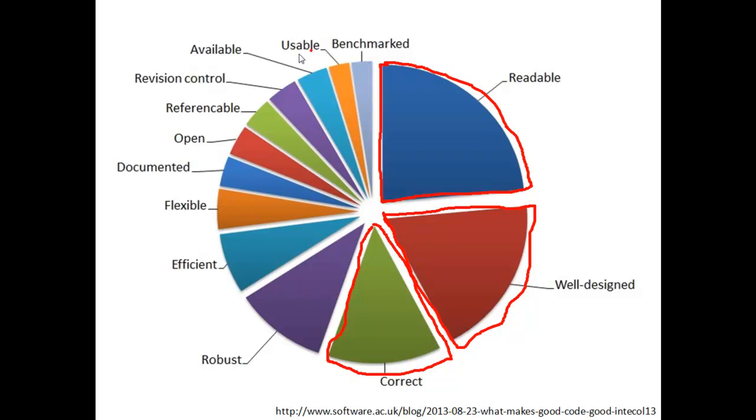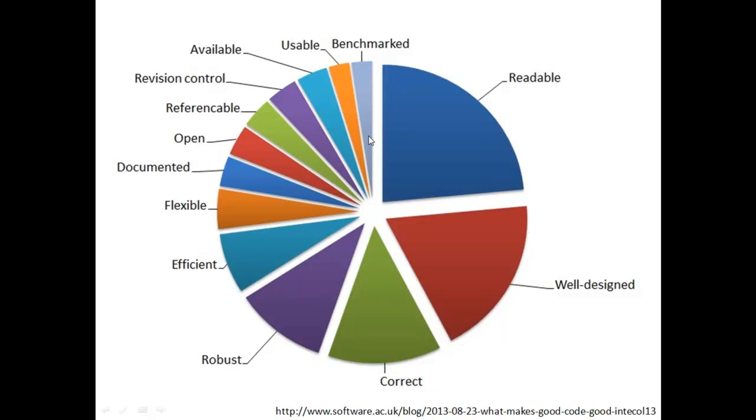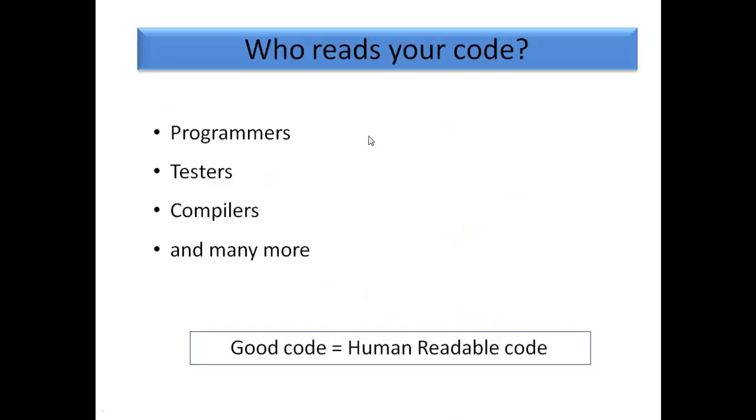So all these occupy only a few positions. Everything will automatically get done when the code becomes readable and when it is in a well designed format. Now in this session, let's see how to make code readable. Who's going to read your code?